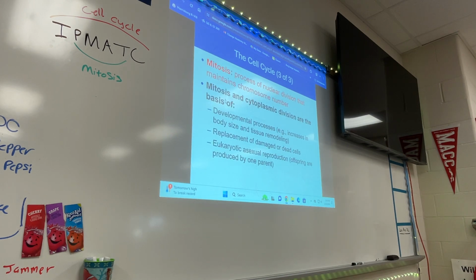So mitosis is the process of nuclear division that maintains the chromosome number identical. That is the big deal about mitosis. Everything needs to be the same. Now when we get to meiosis, we're going to see it's different. That's the point of meiosis. Meiosis, we want different. We don't want every single egg and sperm to be exactly the same. That is not the point of meiosis. Mitosis the same, meiosis different.